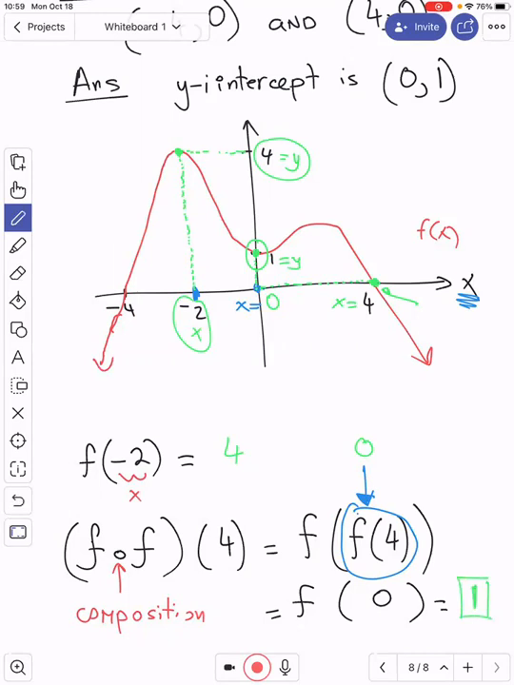So whenever you see a composition, guys, like f composed with f, there are two steps. First, you need to do what's inside the parentheses. Like here we had f of 4. Once you are done with f of 4, then you need to apply f again, the second function, which is outside the parentheses.